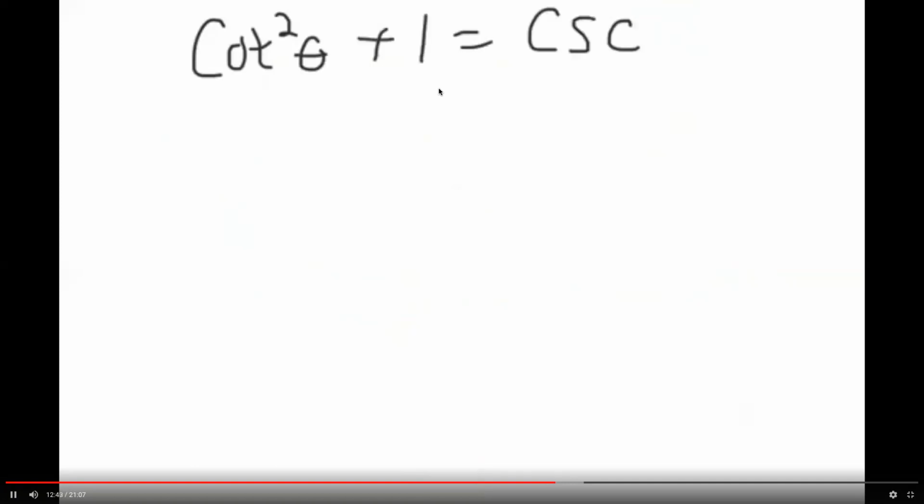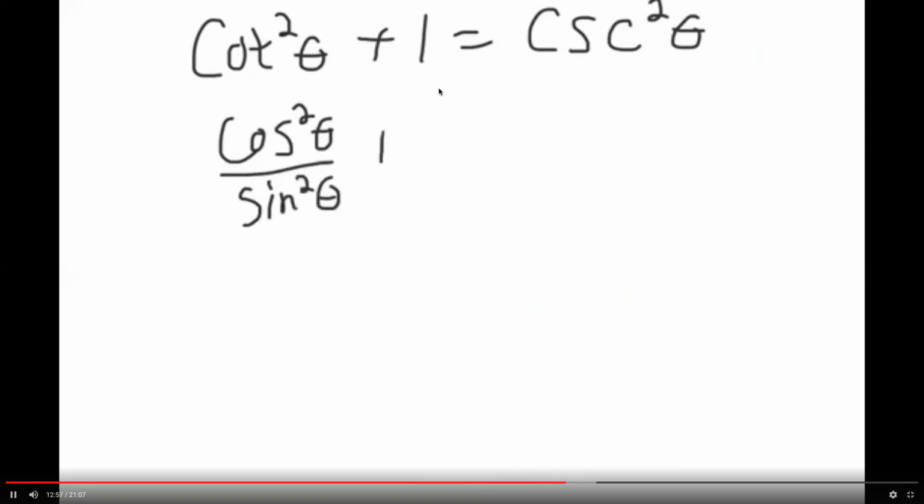All right, so guys, here comes the next one. I promised I was going to go ahead and show you this, prove these Pythagorean identities. So here comes the second one. Cotangent squared theta plus 1 equals cosecant squared theta. Now, again, the more complicated side is the left side. So we're going to transform the left side to get to the right side, okay?